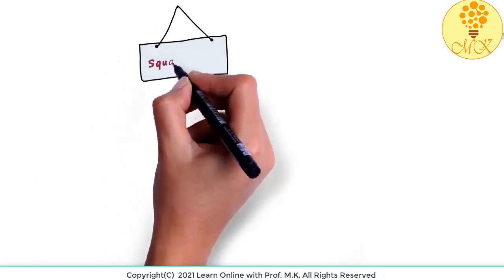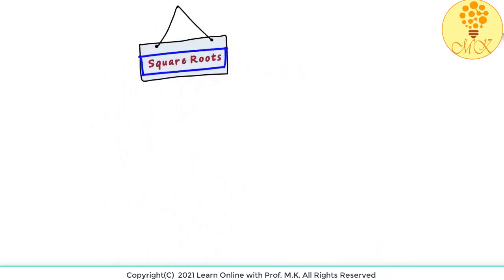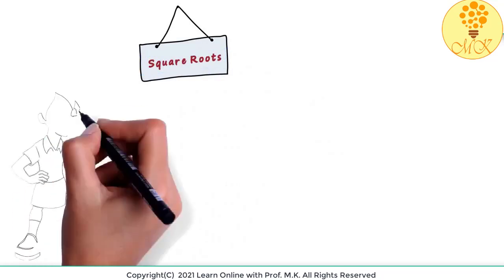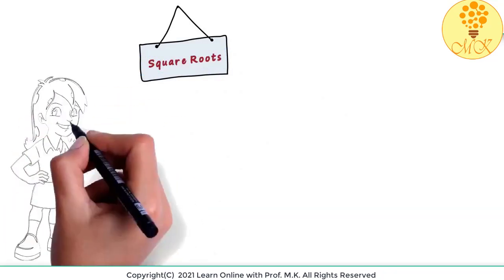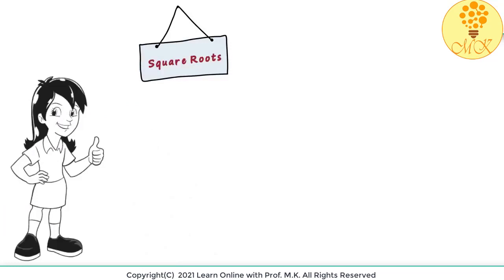Now that we know how we can find the square of a number, we can try to understand what square roots are. This is a topic which many students find really difficult to understand. So here's a chance to understand this topic well and score better.